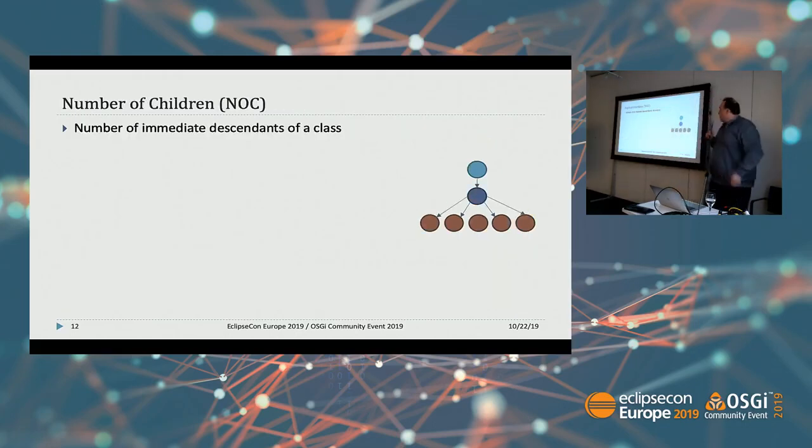The next metric is called number of children, right? So you simply count the number of immediate descendants. And again, this has to be instantiated for your specific programming language, what that means. In their original work, they just considered direct and explicit inheritance.